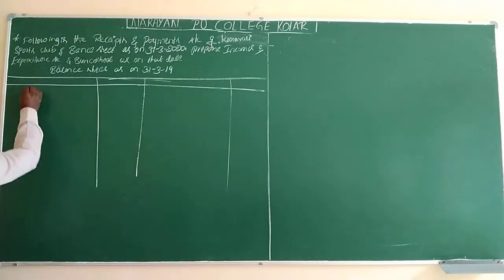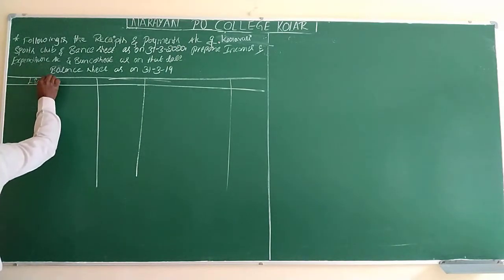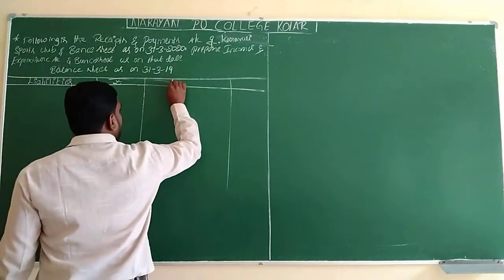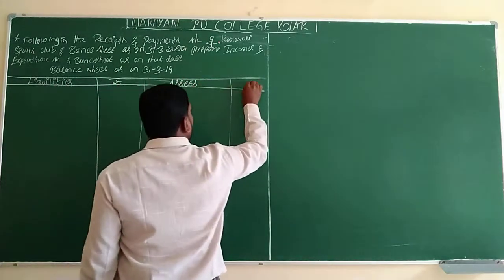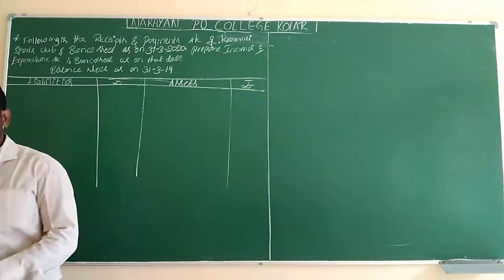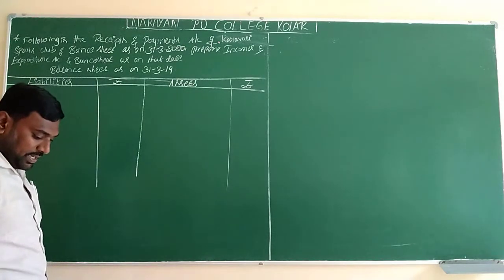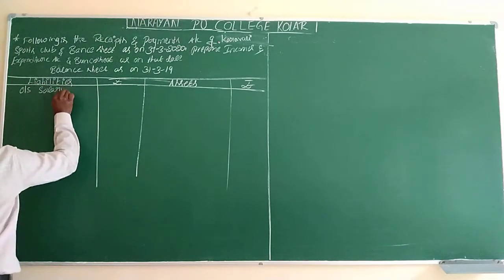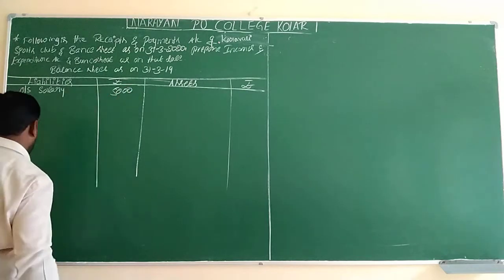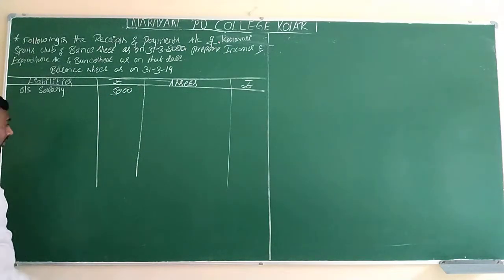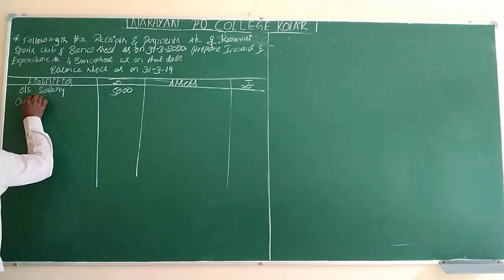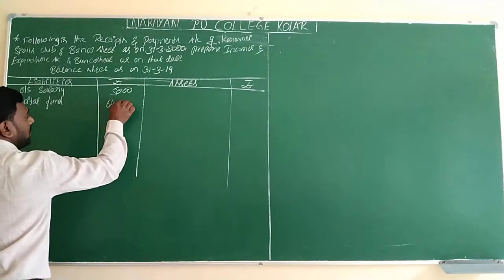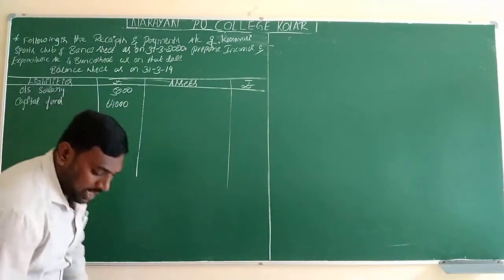So for the balance sheet, we will fill in the headings: liabilities, amount, assets, amount. Under liabilities, first point, outstanding salary, amount is 5,000. After that, capital fund 64,000.